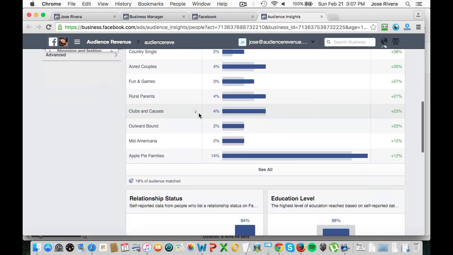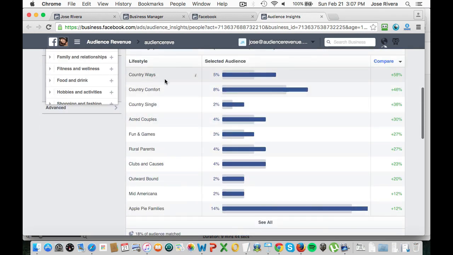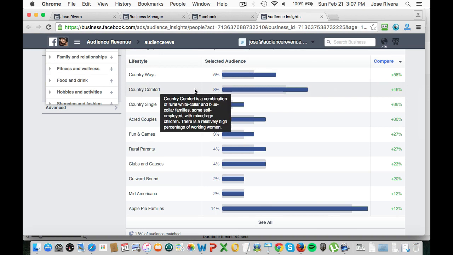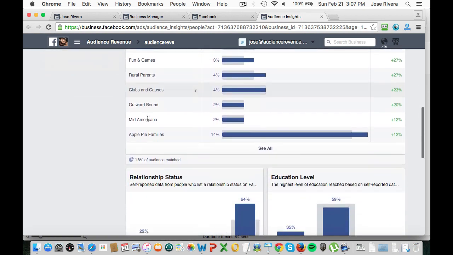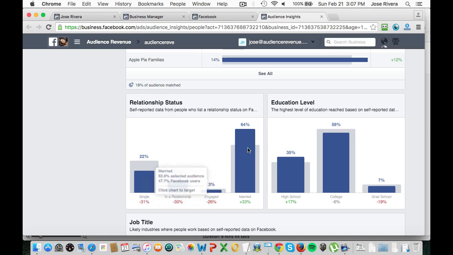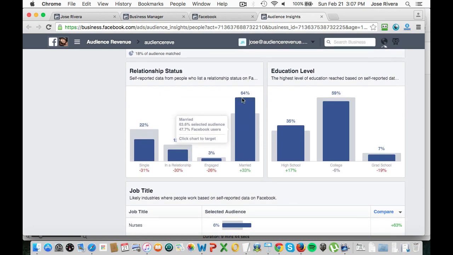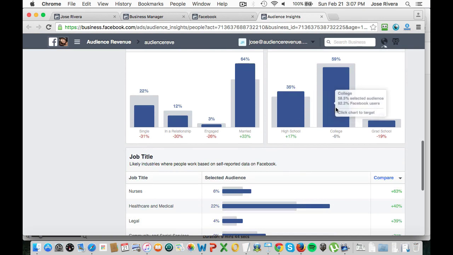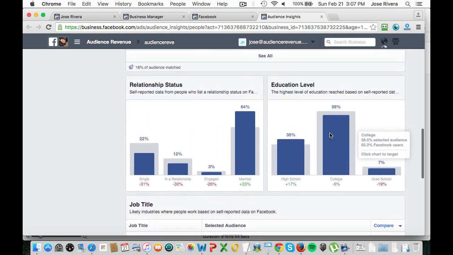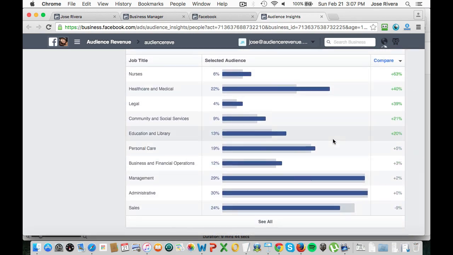So you can see some of the behaviors as well, country ways, country comfort. So you can see where people live. You can see their relationship status. So most of the people are actually married, right? So when I create a campaign, I'm going to make sure that I target people who are married, right? Also, some college as well. We saw this on Alexa.com, right? Education level. So they have some college experience, right?